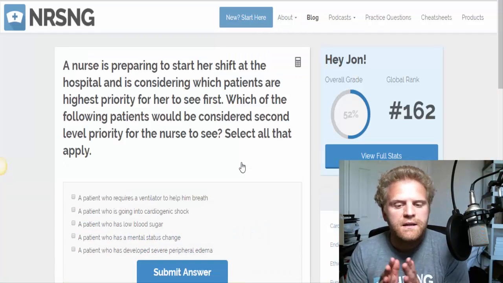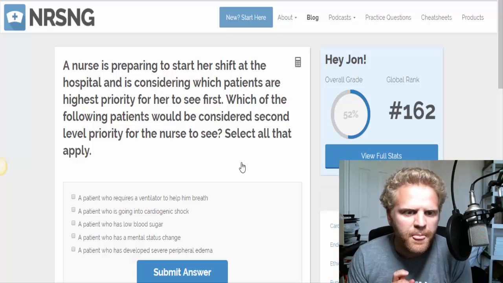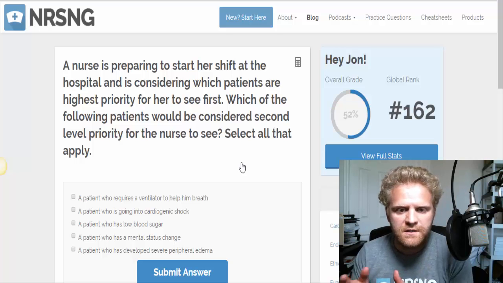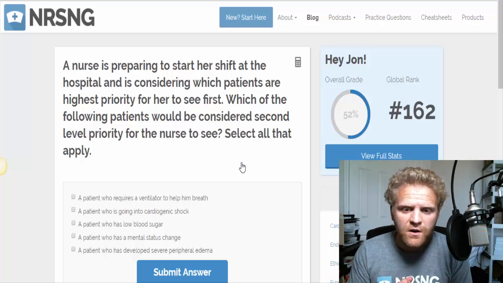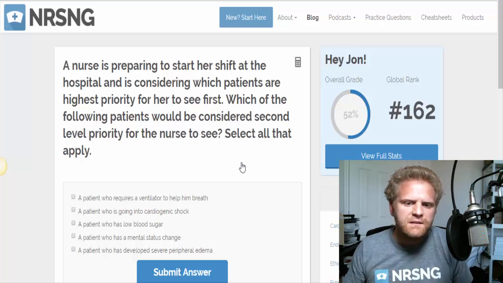Let's see. Oh, shoot. Select all that apply. All right, let's see how we do. A nurse is preparing to start her shift at the hospital and is considering which patients are highest priority for her to see first. All right, these ones are always a doozy. Which of the following patients would be considered second level priority for the nurse to see? Select all that apply. All right, so that's a little tricky there.